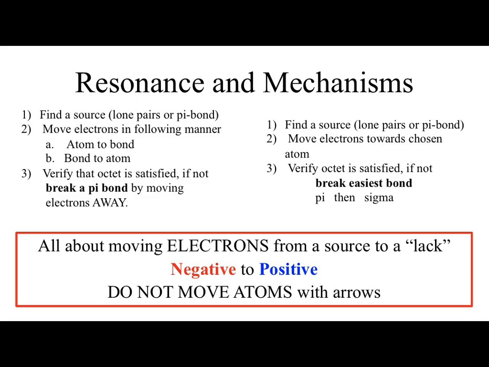Always, always, always, unless you really just don't want any points on the exam or any mechanistic questions, you need to make sure that you move your electrons from a source, a negative, to a positive. Okay? Never, ever, ever move an atom with an arrow. Atoms do not move, only the electrons move.